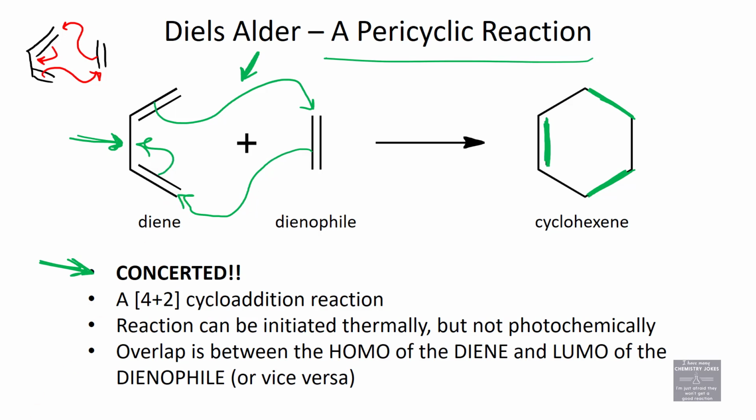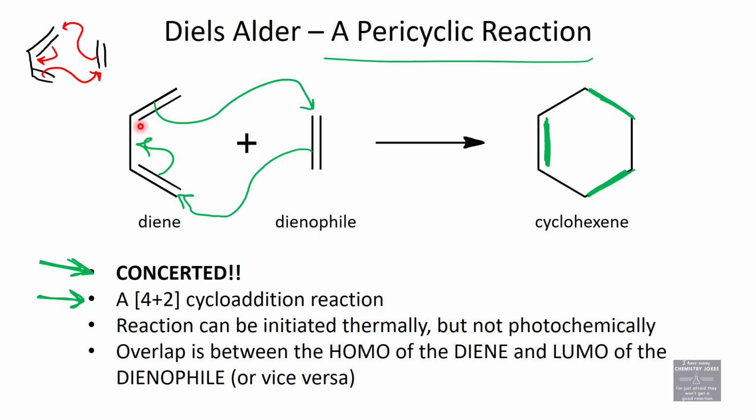Yeah? That's Diels-Alder. Diels-Alder is called a 4+2 cycloaddition. 4+2 cycloaddition, what does that mean? How many pi electrons in the diene? 4. How many pi electrons in the dienophile? 2. The pi electrons in the diene and dienophile react together to form this cyclohexene.